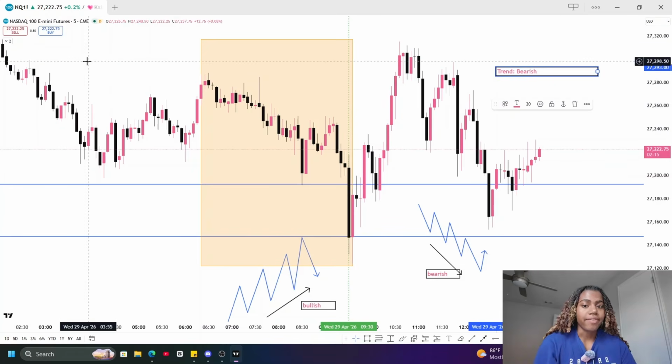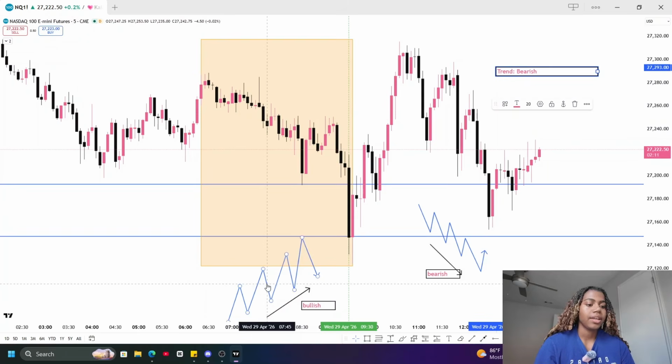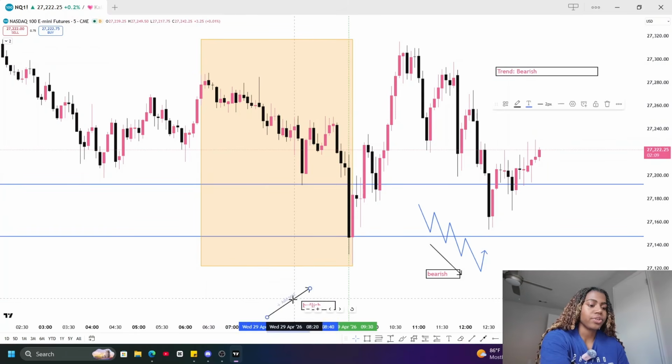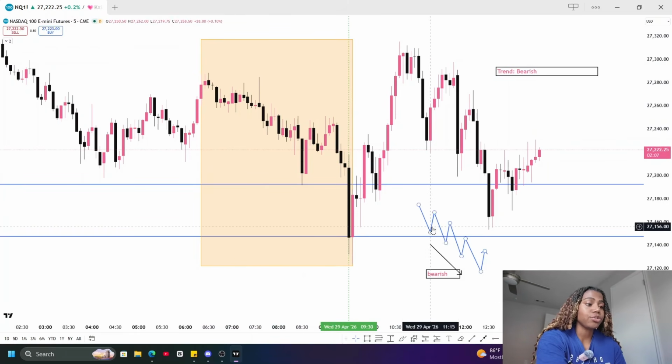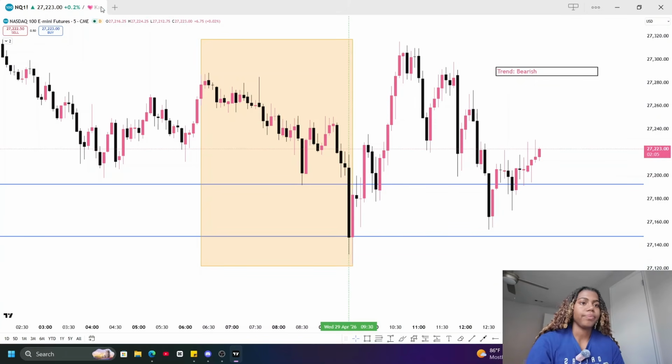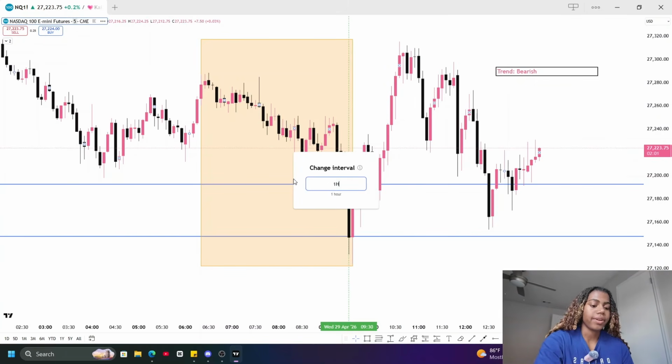This is on the entry time frame that I take, the 5 minute. So we're just going to zoom out just a little bit in order to see if this trend follows the same trend as the higher time frame. The higher time frame that I'm going to use today is the 1 hour time frame.